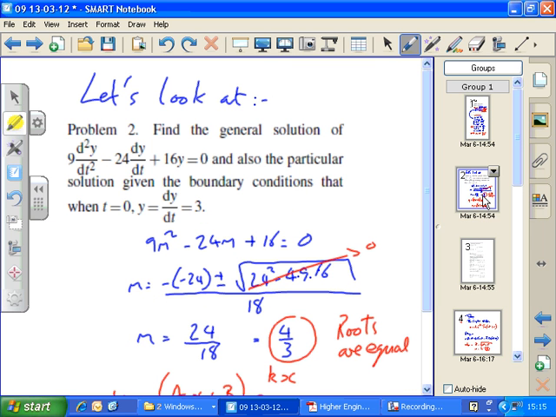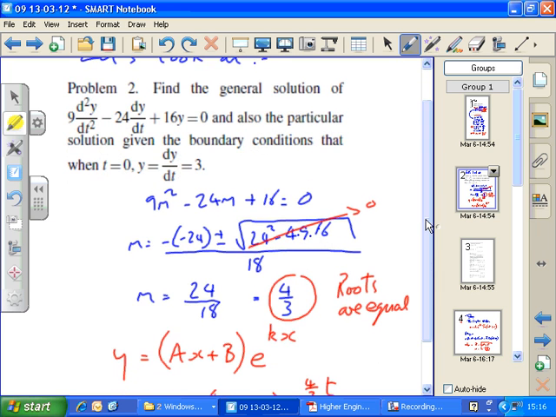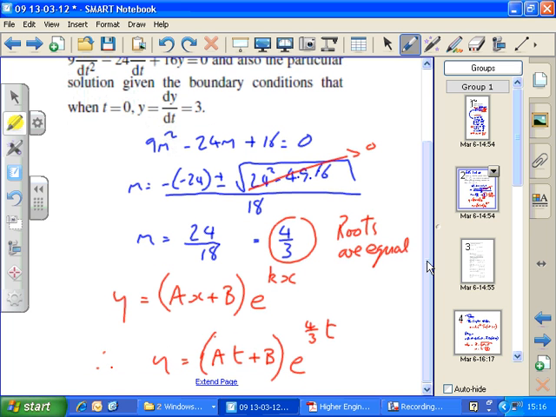Now this time, let's look at this one. Find a general solution for this. Is this one we did last week? Right, okay, so let's have a look at it. In this one, when we put in the values, we notice that the square root turns out to be 0. So this is a case where the roots are equal, and n turns out to be 4/3. Just confirm that for yourself, or that you get that general solution.